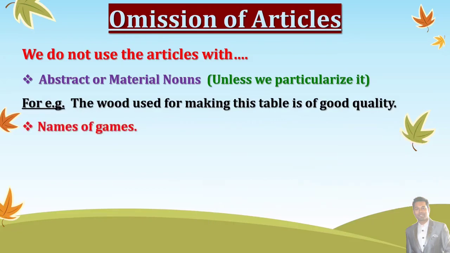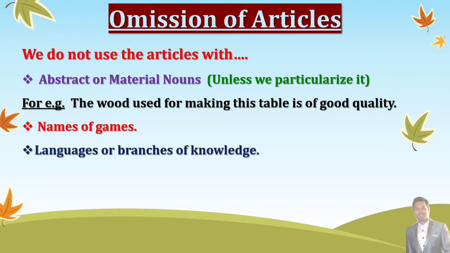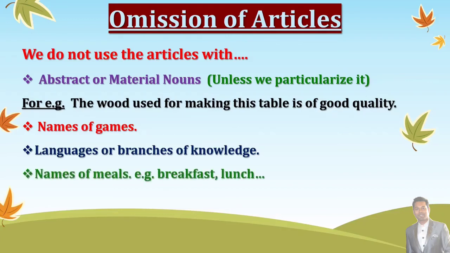We do not use articles with names of games. So we will not say the cricket or the football. No, we do not use articles before them. Languages or branches of knowledge. So we do not say the English or the Hindi. We cannot use articles before names of languages or branches of knowledge.